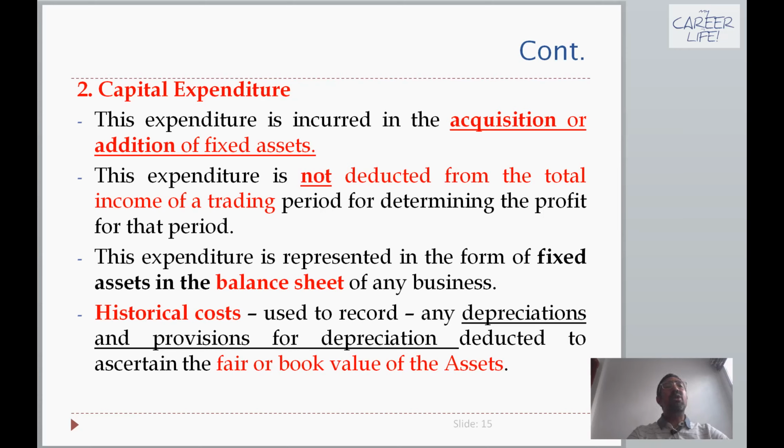Now, according to the historical cost principle in accounting, all acquisition of assets are recorded at historical cost. We are also going to discuss historical cost and depreciation in our next video. So historical costs are used here to record these assets. Therefore, if we have depreciation here, we mean loss of value of that particular asset, and for any provisions for depreciation, we deduct this so that we can obtain the fair or book value of these assets.